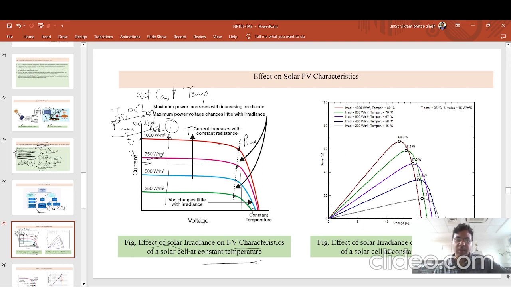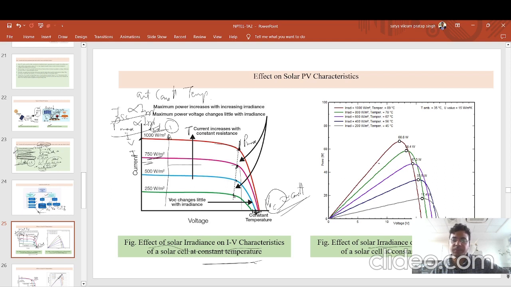And there is a very slight deviation in the VOC. If you see, the VOC changes very slowly during the irradiance change. So VOC is nearly constant when you change the irradiance at a constant temperature. In the right side figure, this is the solar irradiance variation with the PV characteristic.